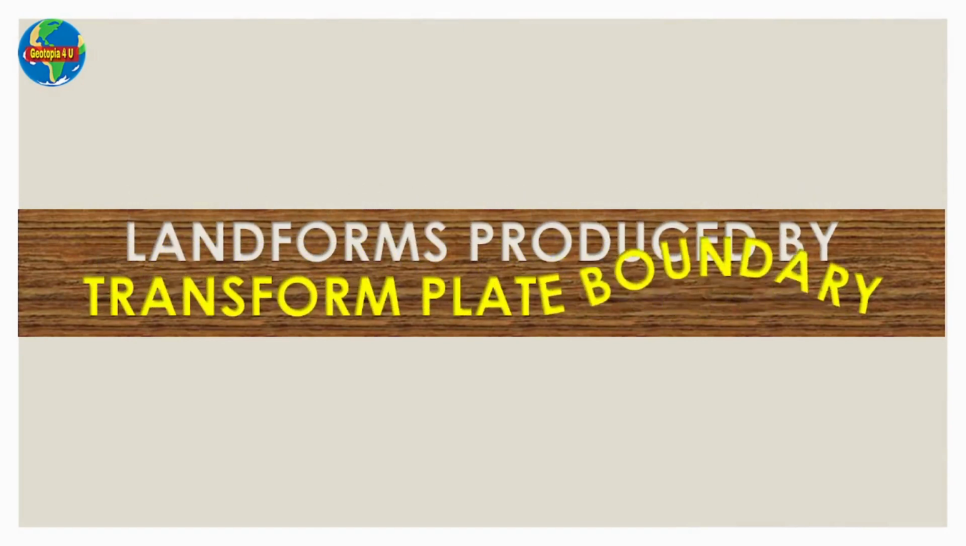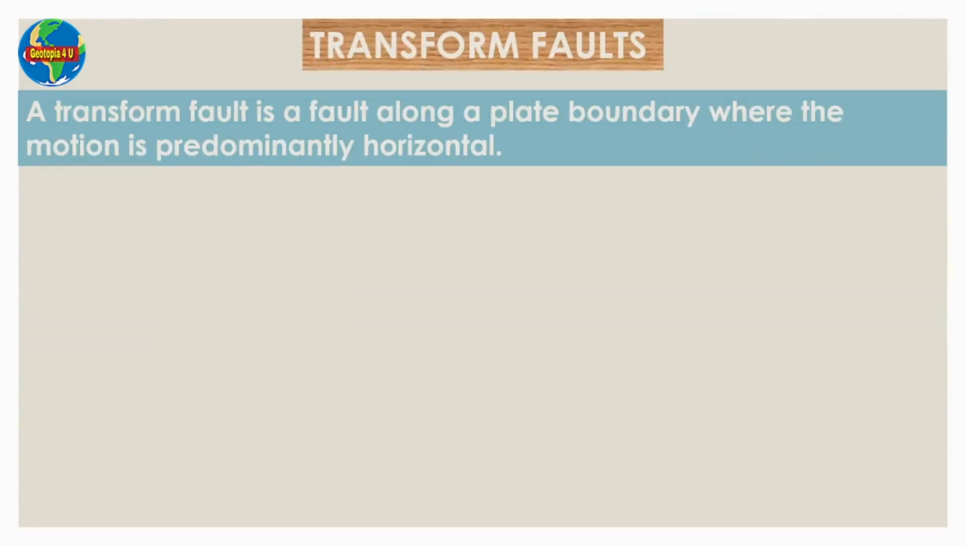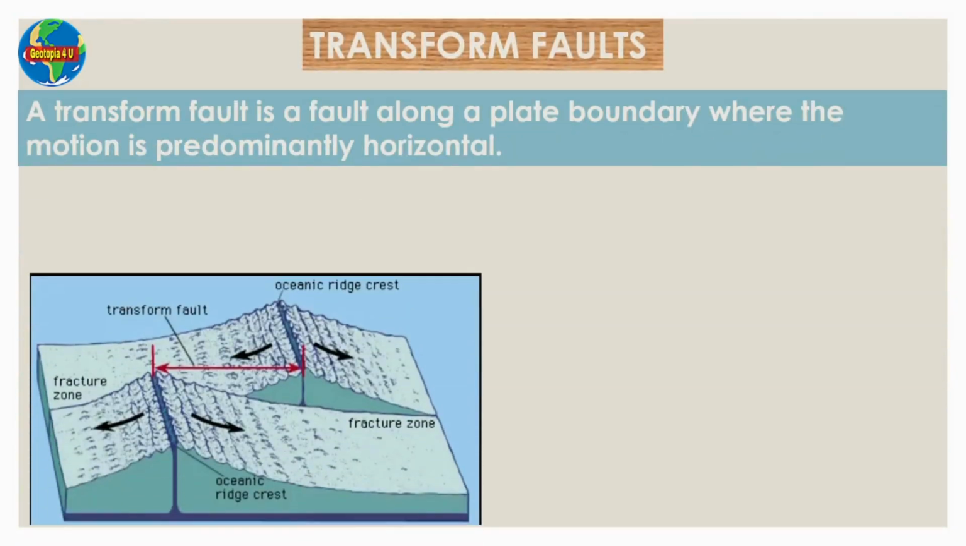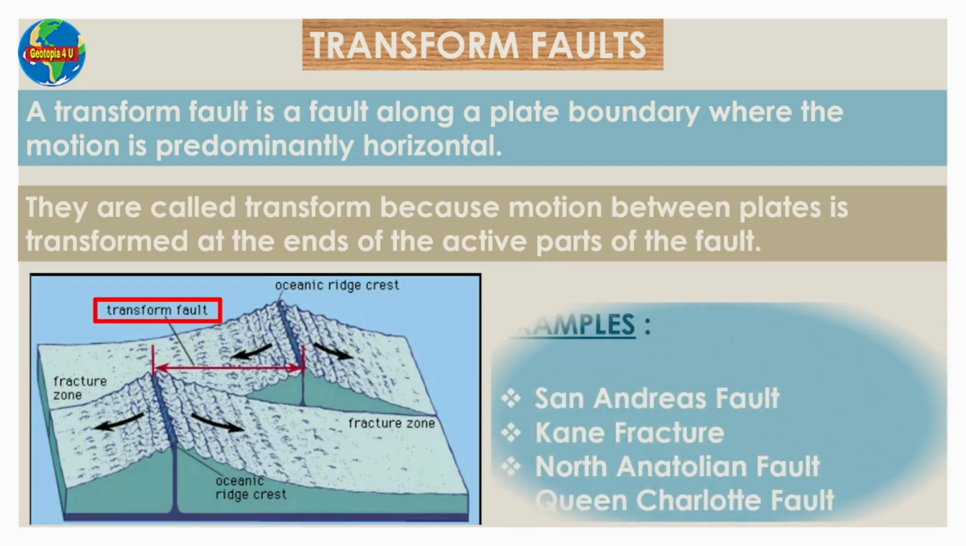Landforms produced by transform plate boundary. Transform faults. A transform fault is a fault along a plate boundary where the motion is predominantly horizontal. They are called transform because motion between plates is transformed at the ends of the active parts of the fault. Some examples of transform faults include the San Andreas Fault, the Cane Fracture, the North Anatolian Fault, and the Queen Charlotte Fault.